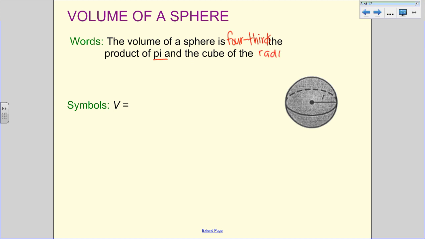Now it shouldn't surprise us that we're cubing with volume, because that was what we were measuring volume with, our cubic units. If we look at what the formula looks like in terms of symbols, we have the fraction 4/3. So hopefully that was what you were picturing. The product of pi, so we're multiplying by pi, and then we have the cube of the radius, so radius cubed. So we're working with this radius each time.